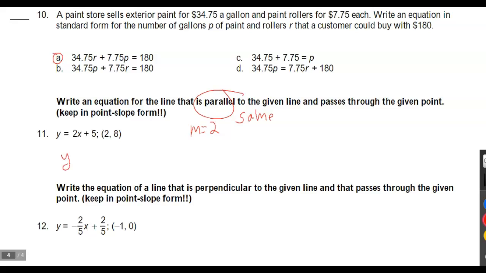Some people would do the following on their last quiz. They would do y minus 8 equals m times x minus 2. You can go back into Elluminate and check your quizzes. They're both unlocked. You enter in the quiz code that I gave you, and you can see every question you got wrong and how many points you got. So let me fix this. No, we know the slope. So if we know the slope, put your slope in.